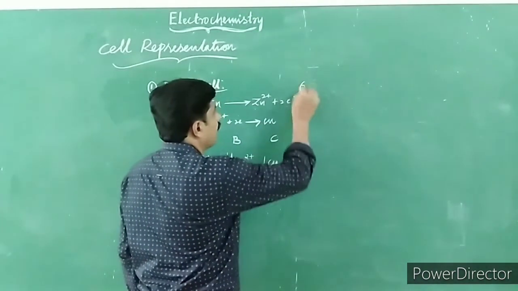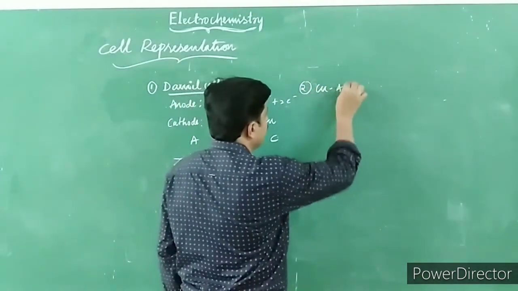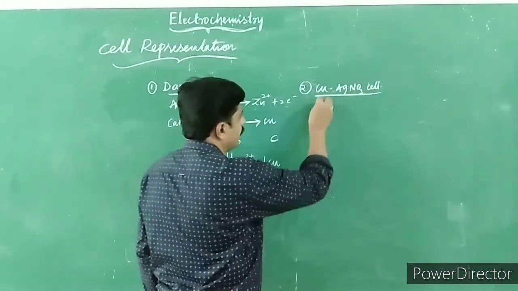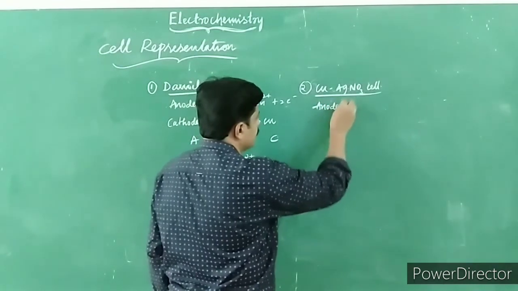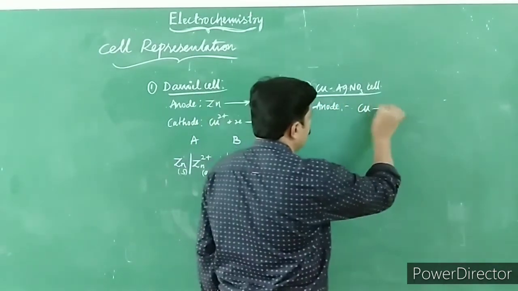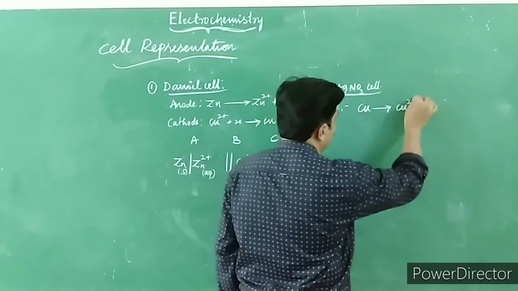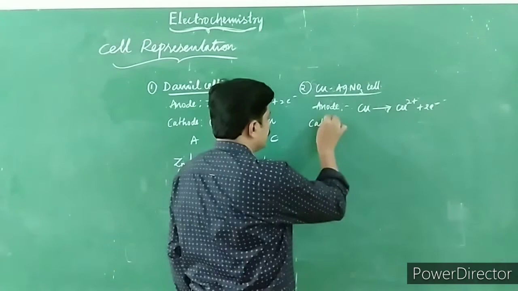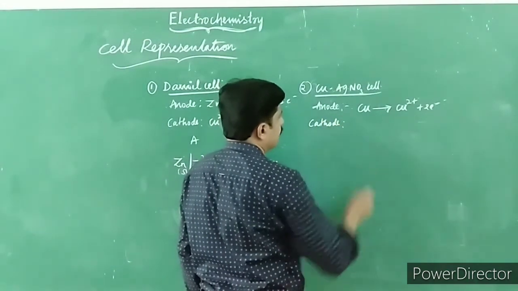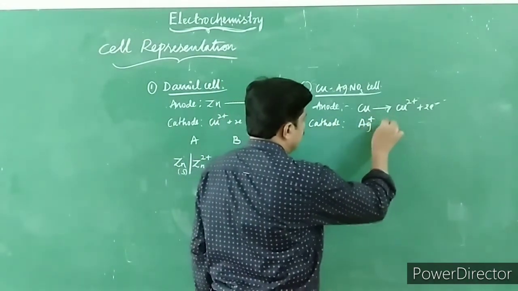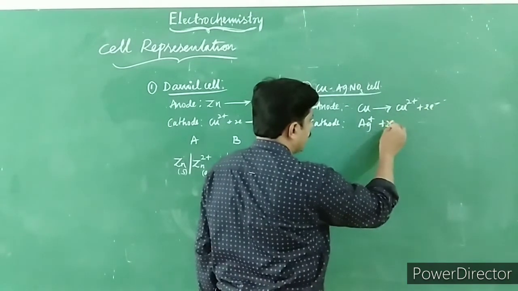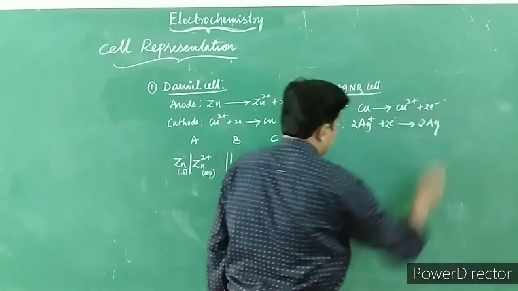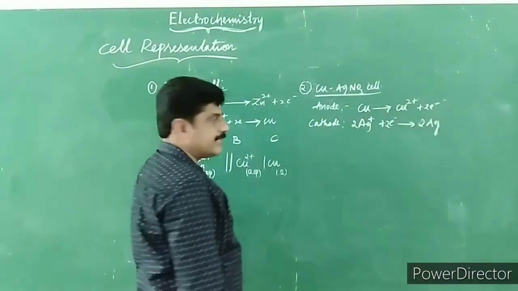Now similarly, I can go for the Cu-AgNO3 cell. In this, let me write the anode reaction first. Cu loses 2 electrons to form Cu2+ and 2 electrons. And at the cathode, where reduction takes place, Ag+ takes up electrons, 2 electrons and 2 Ag+ to form 2 Ag. Now let us represent the cell.